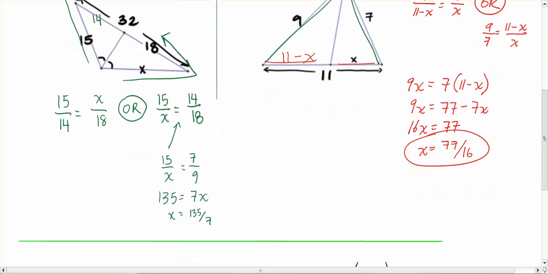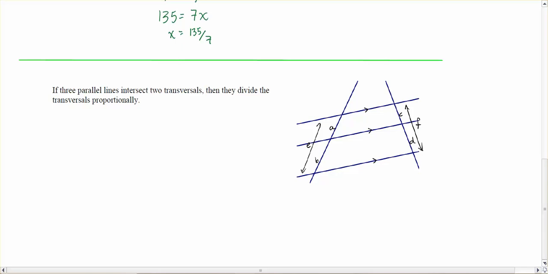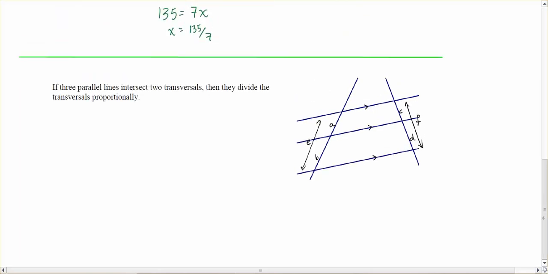Okay, so let's take a look at this other theorem down here. This one involves 3 parallel lines and 2 transversals. And it says that if you have 3 parallel lines and they intersect 2 transversals, then the transversals are cut up proportionally. So what that means is that the way that these parallel lines cut up one transversal, A to B, it cuts up the other one in the same proportion, C to D, right there. So you can set up the equation A over B equals C over D.